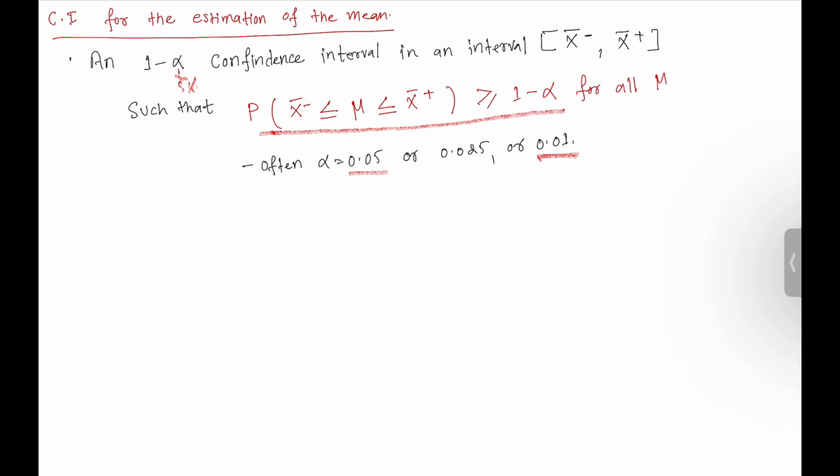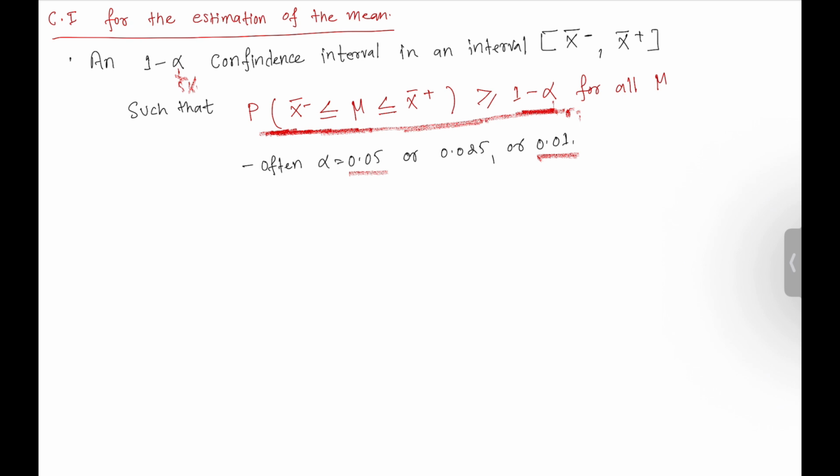Here is the idea. If you were to take 100 different samples from the population, and for each sample you calculated the confidence interval using the same method, then about 95 of those intervals would include the true mean, and that is what this 95% probability is talking about. So if we take alpha as 5%, then this will be 95%, and this probability is at least 95%.